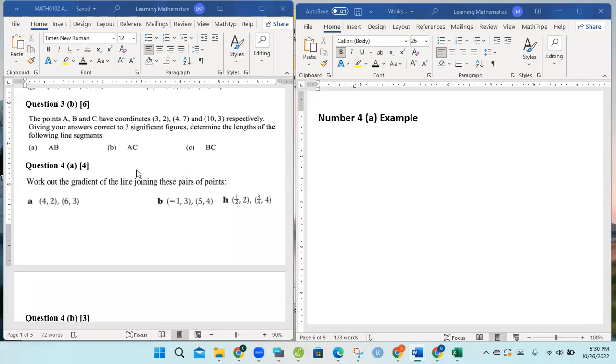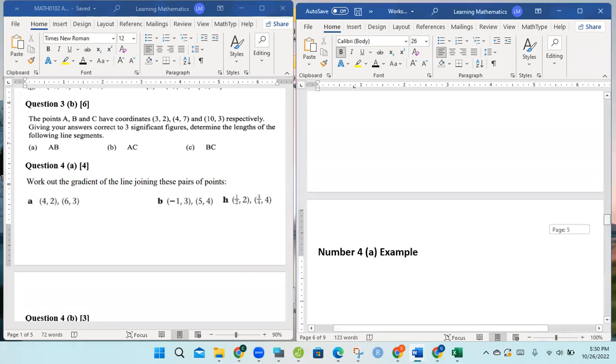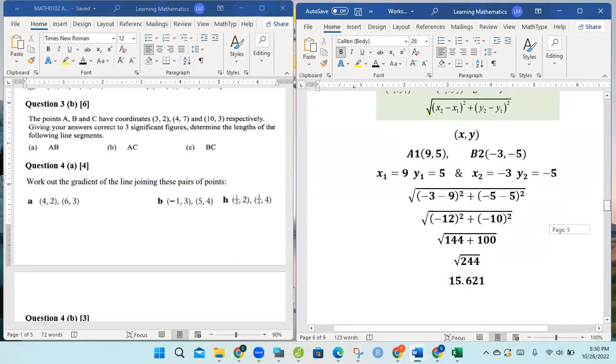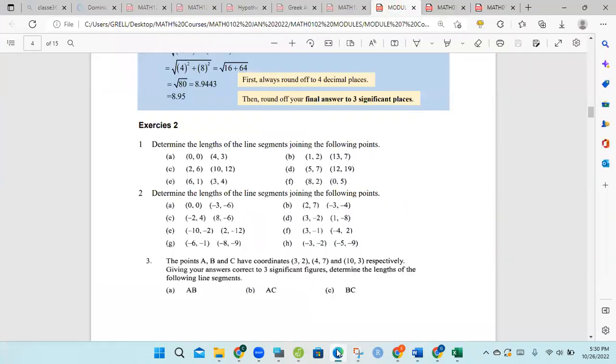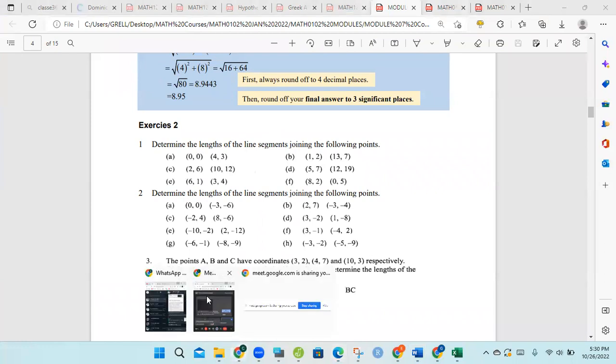So we're moving on to number 4. Number 3 was, as we did in the previous video, finding the length of a line. Before we move on to number 4, you have examples there you can practice, and you may want to verify your answer. It is possible, I think.